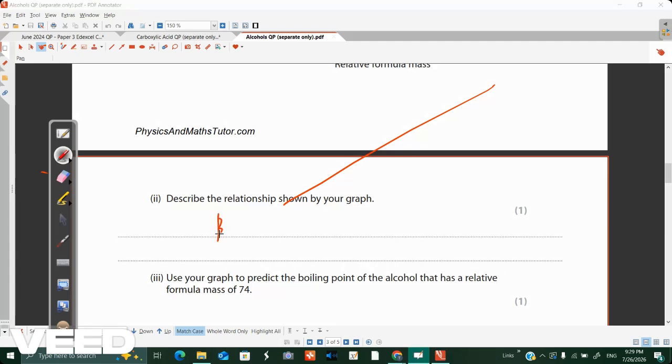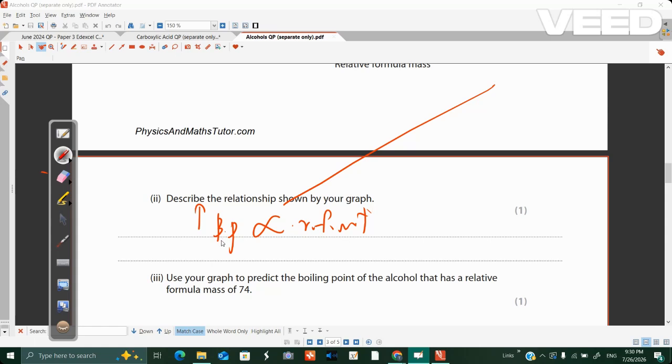Boiling point is proportional to relative formula mass, right? Or it is a positive relationship, actually, not a negative relationship. A positive relationship between boiling point and relative formula mass.